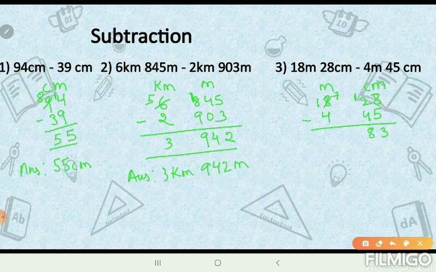Okay, now 7 is here. 7 minus 4 is 3 and 1 is there. So what is your answer? Answer is 13 meter 83 centimeter.